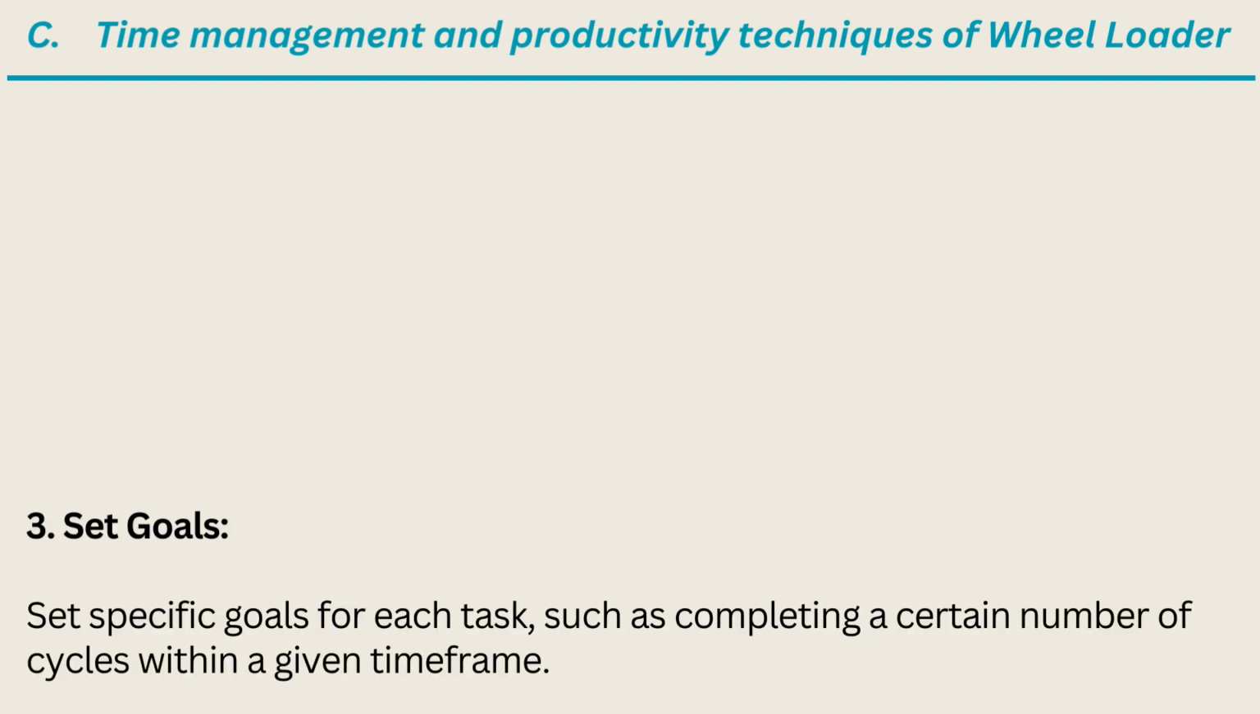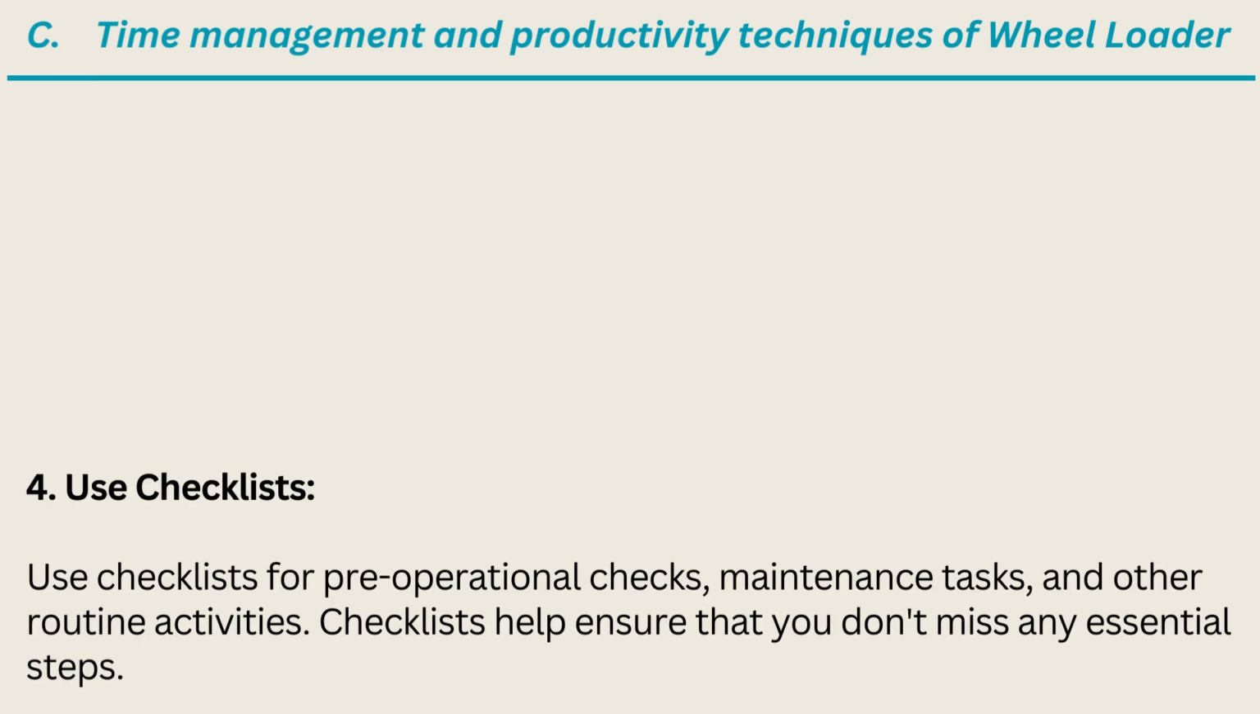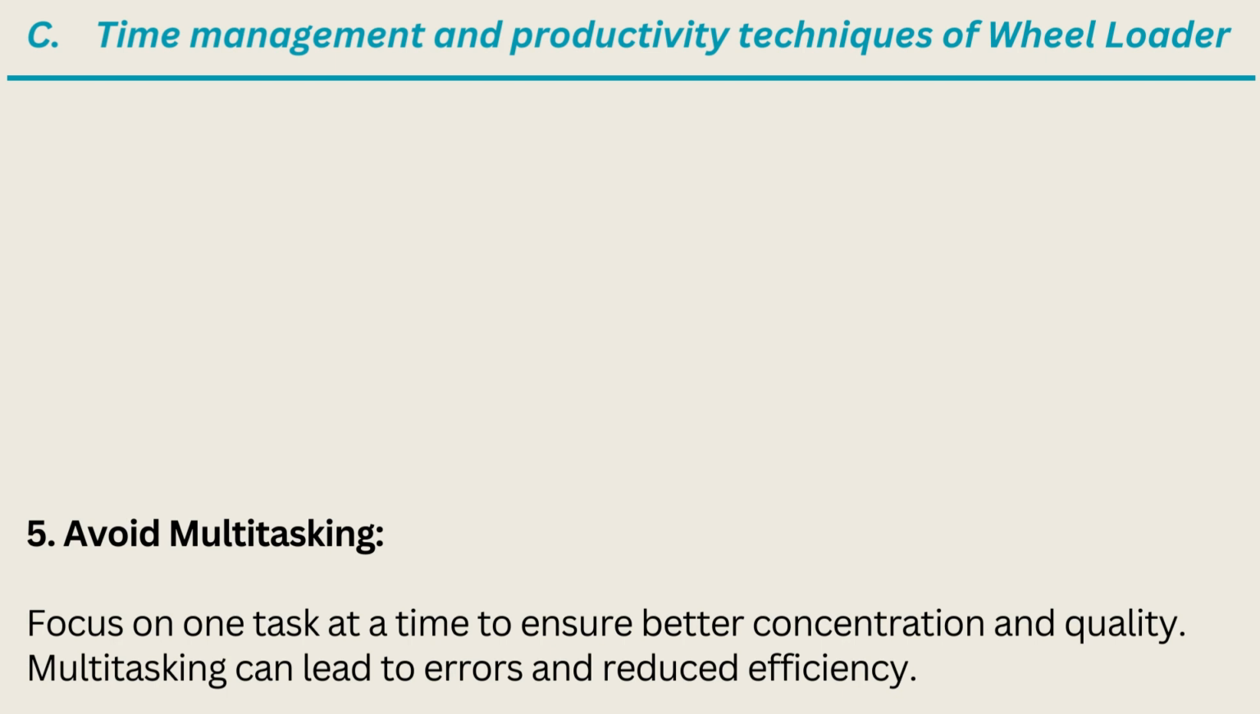3. Set goals. Set specific goals for each task, such as completing a certain number of cycles within a given time frame. 4. Use checklists. Use checklists for pre-operational checks, maintenance tasks, and other routine activities. Checklists help ensure that you don't miss any essential steps. 5. Avoid multitasking. Focus on one task at a time to ensure better concentration and quality. Multitasking can lead to errors and reduced efficiency.